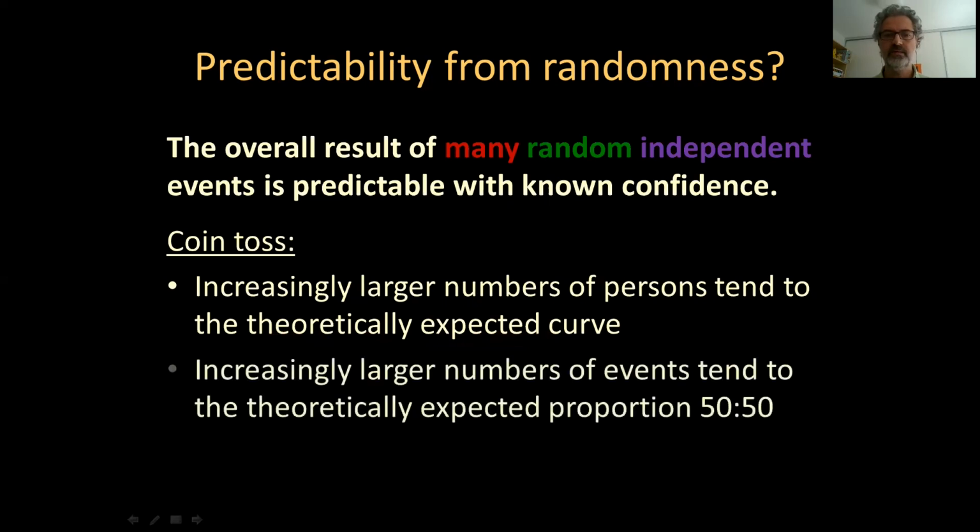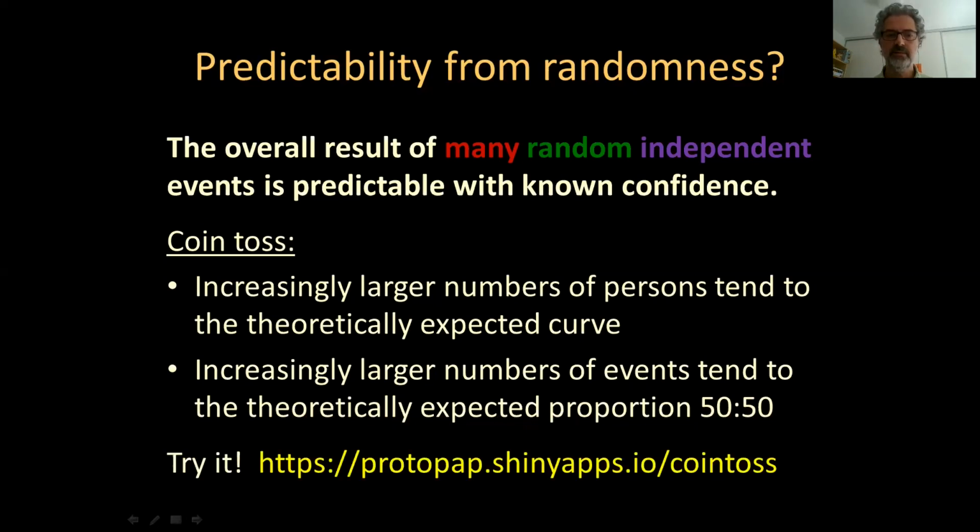And the second thing is, as you get more events, so each person tosses more and more times, then each person's outcome approaches the theoretically expected proportion of 50-50. Why is that theoretically expected? Because the coin is fair, equally likely to land heads or tails. And I encourage you to go to this link and try the experiment multiple times with different settings to see the kind of variability you can expect and the kind of distribution you can expect.